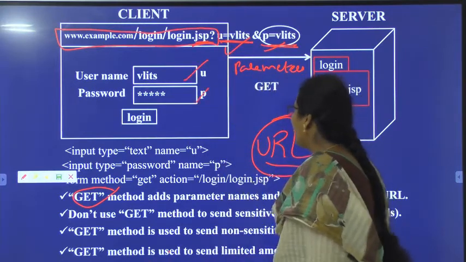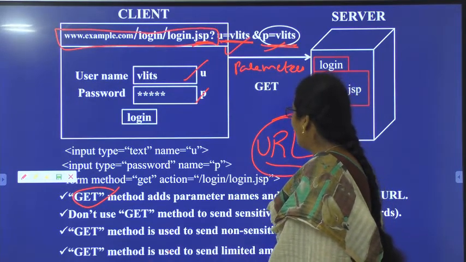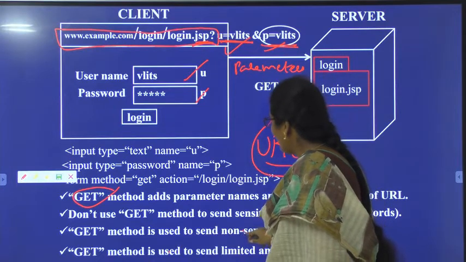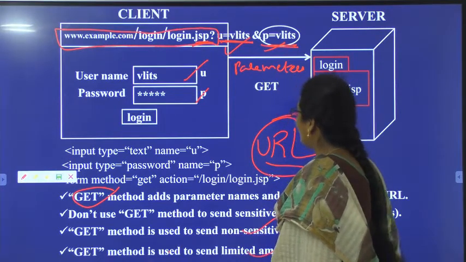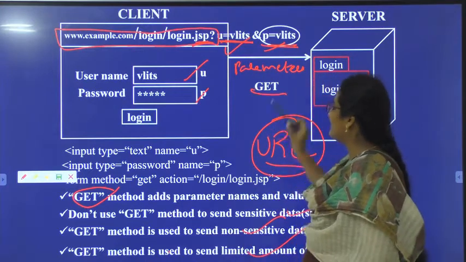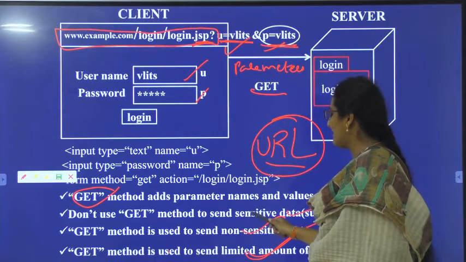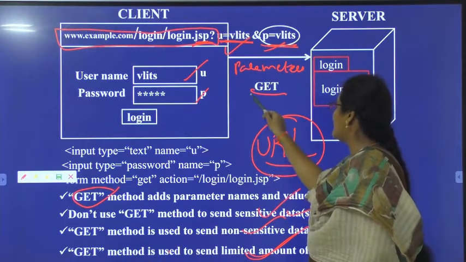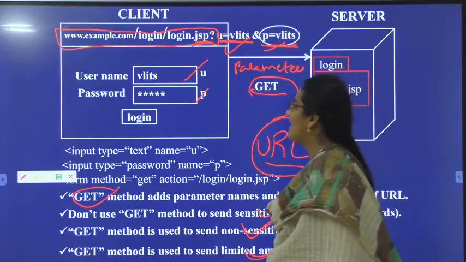So do not use the get method to send sensitive data such as passwords. The get method is used to send non-sensitive data. The get method is used to send a limited amount of data. We cannot send sensitive information like passwords using the get method.